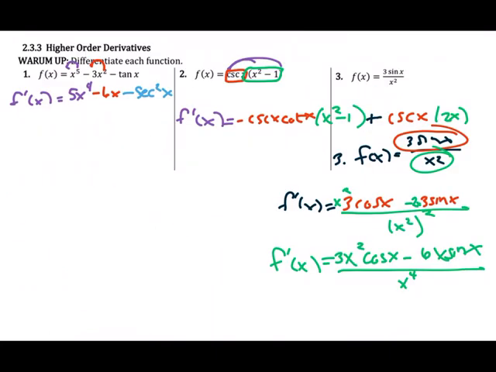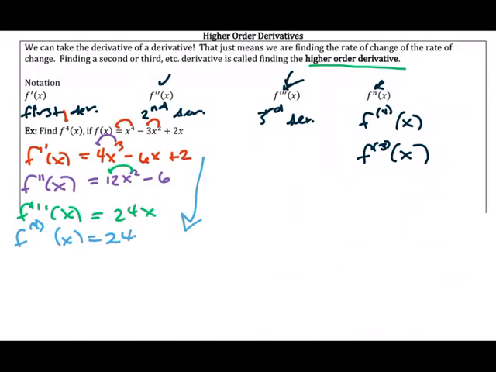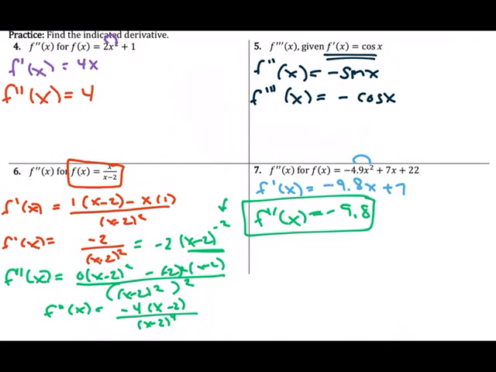So in this video, we reviewed the product rule, the quotient rule, and finding derivatives involving the power rule and trig. Then we talked about what it means for something to be a higher order derivative, to find the derivative of a derivative, the first or second or third or fourth derivative, and we reviewed that notation. And then we wrapped up by completing some examples involving finding higher order derivatives.